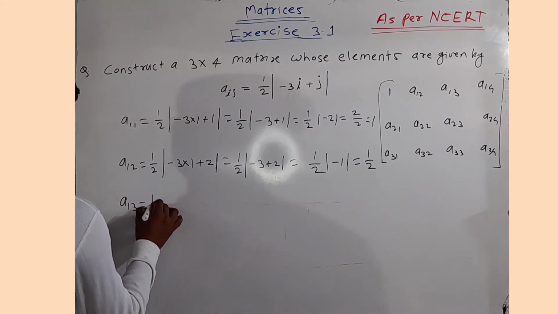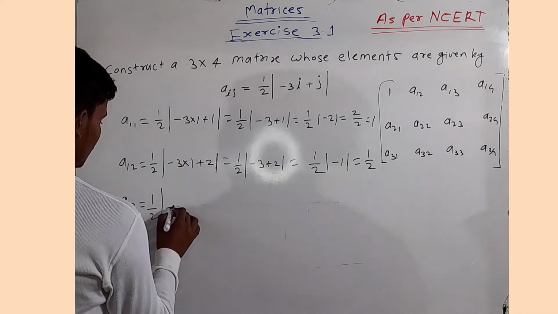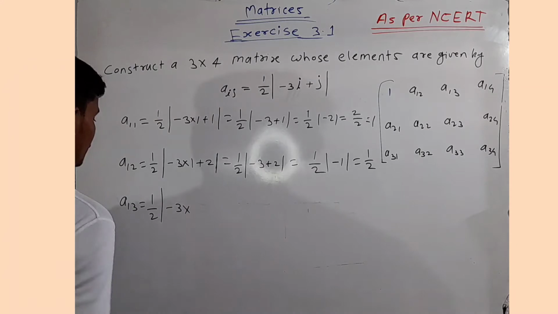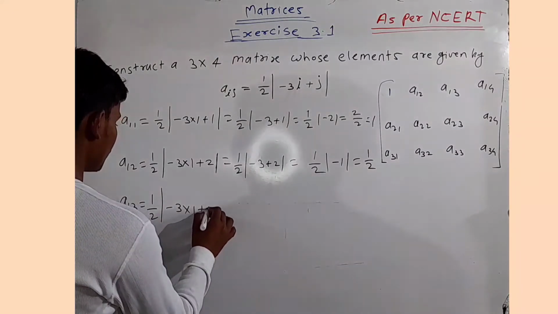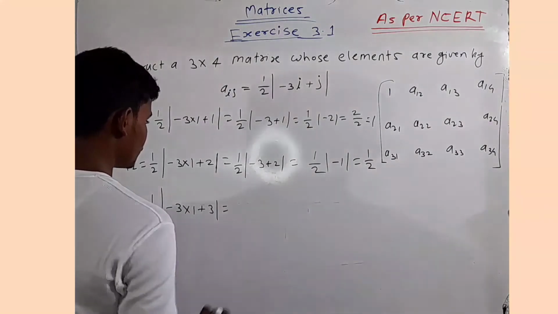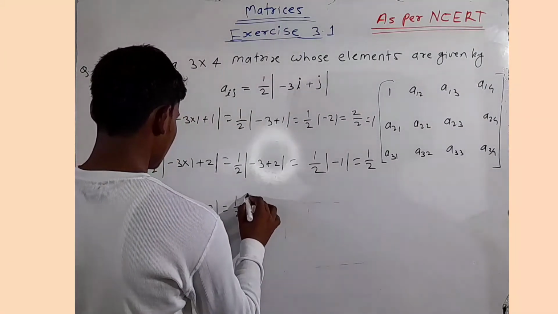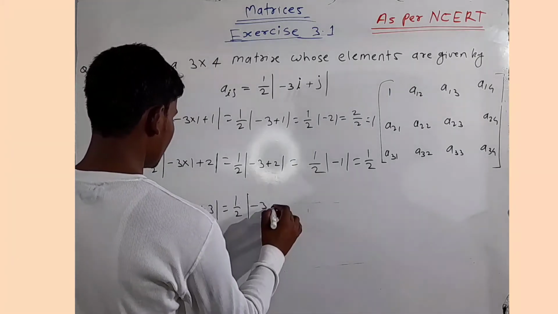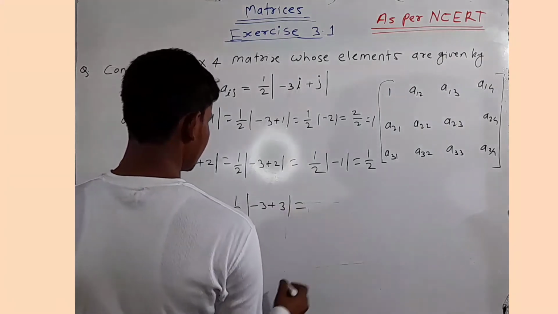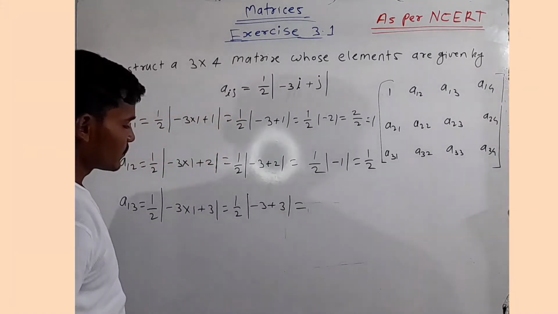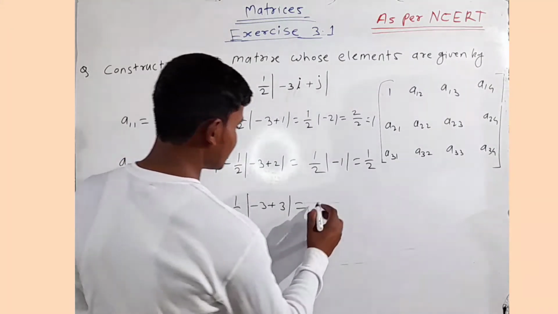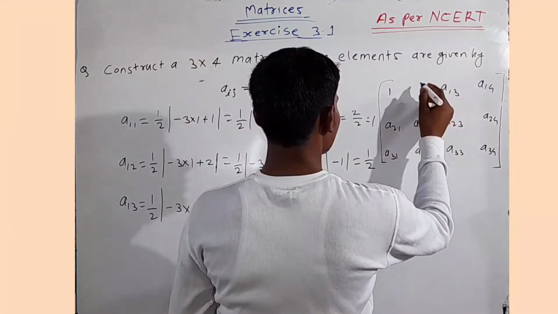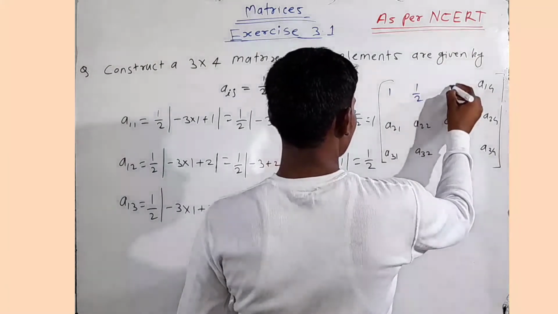A13 equals 1 by 2 minus 3 mod minus 3 into 1 plus 3 equals 1 by 2 minus 3 into 1 minus 3 plus 3, which equals, this will become 0, and 0 into any term equals 0. So A13 becomes 0.